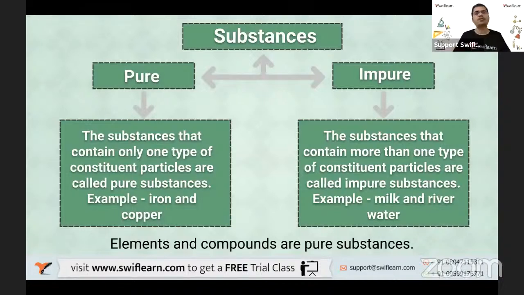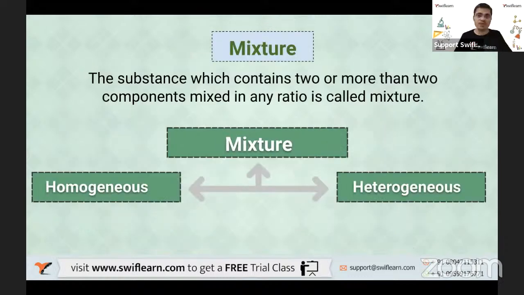Okay. So the substance which contains two or more than two components mixed in any ratio is called a mixture, right? Now, see, I will tell you a simple example. Like you have this milk, one glass of milk, right? So somebody wants to have pure milk. So they will take pure milk. But some people cannot digest the pure milk.